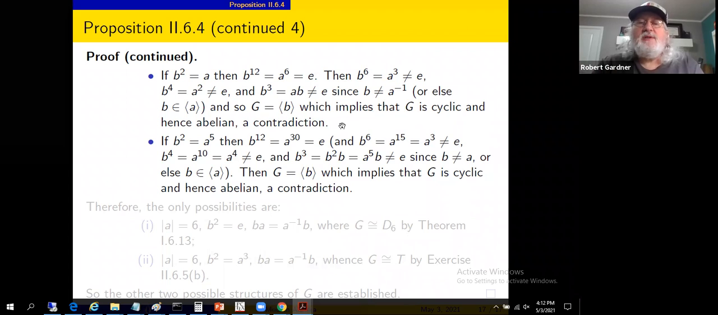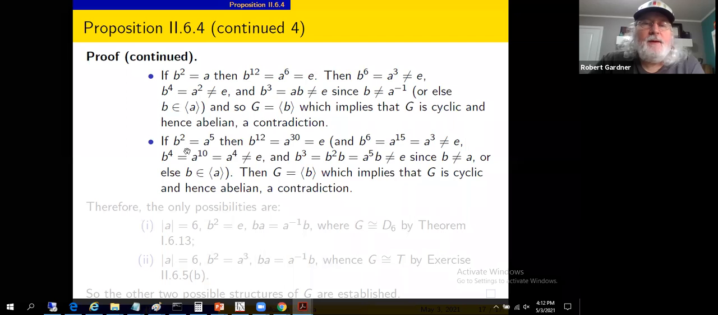So this argument, different from the ones above, contradicted orders of elements. I guess in a sense this one did as well. But under this assumption, we were able to show that G is generated by the single element B, and that can't be. That would give an abelian group.